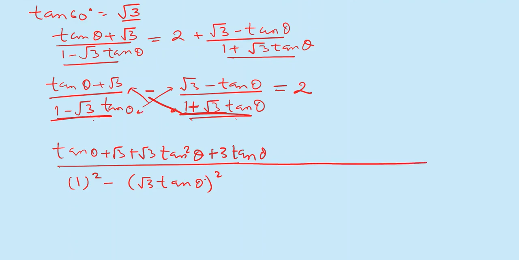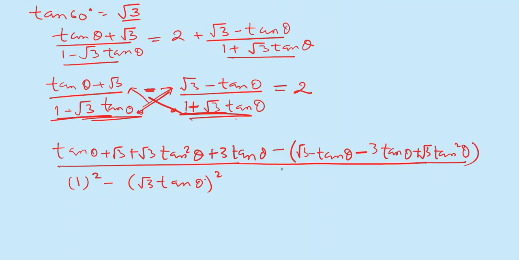Now let's multiply this here. There's a minus here, right? So let's put a minus and then multiply. Square root 3 minus tan theta, and then minus square root 3 and square root 3 tan theta will be complete 3 tan theta, and minus square root 3 times minus tan theta will be plus square root 3 tan square theta.